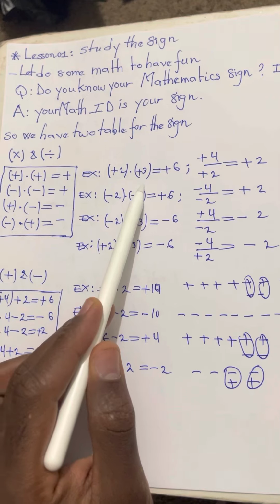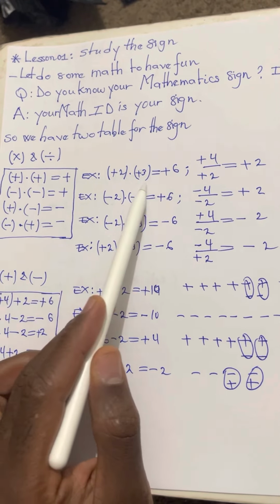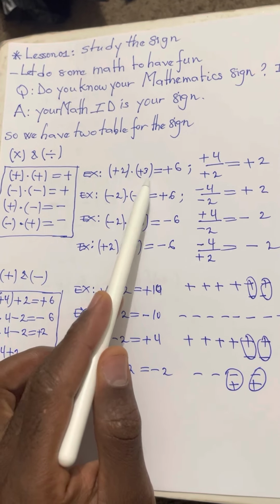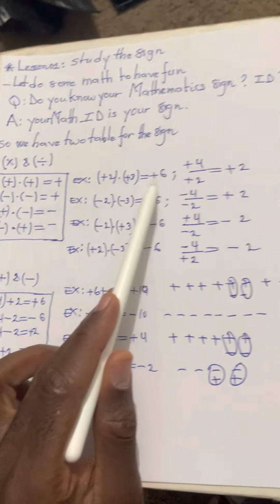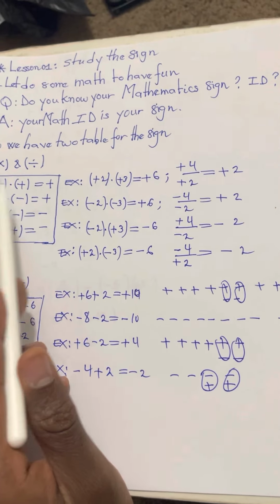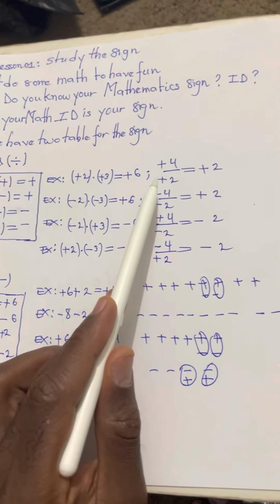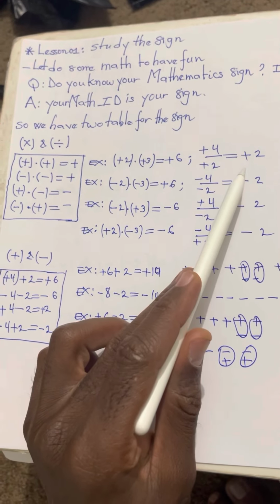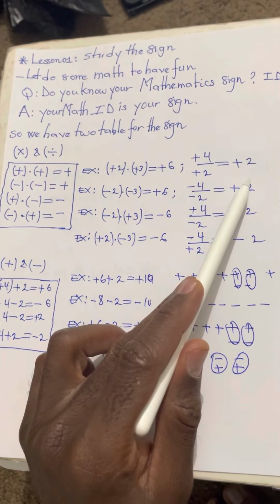Positive 2 times positive 3. Since positive times positive equals positive, you write that over here. Now 2 times 3, that's 6. So the answer is positive 6. On the other hand, since the table belongs to multiplication and division, let's say you divide positive 4 by positive 2. The answer will be positive, and 4 divided by 2, that's 2.